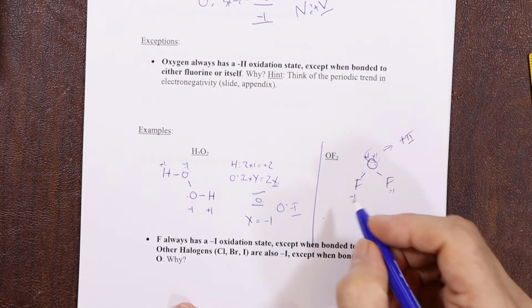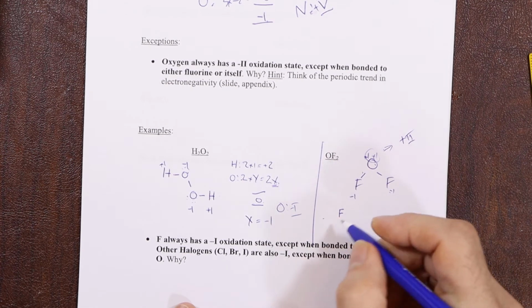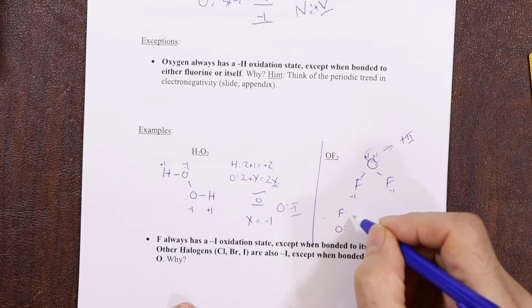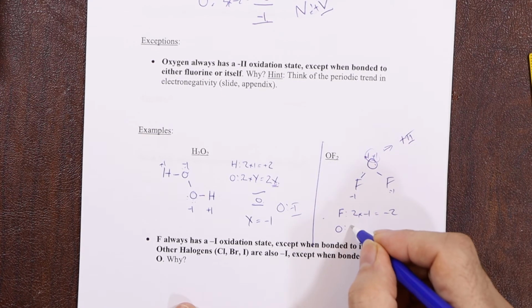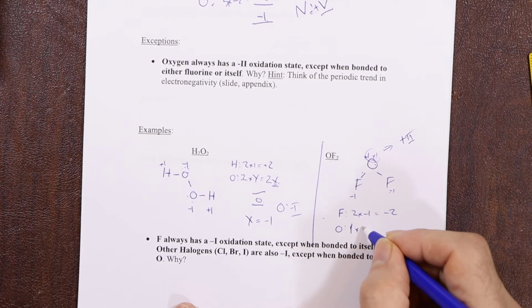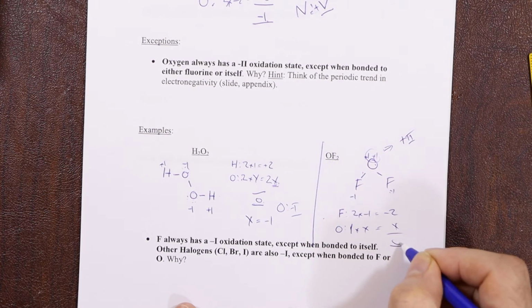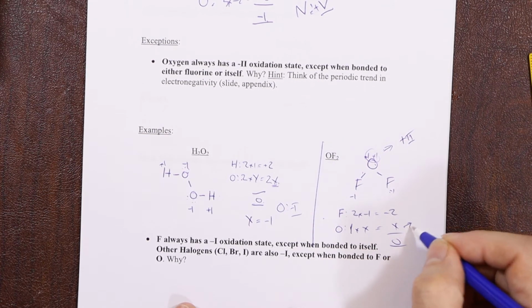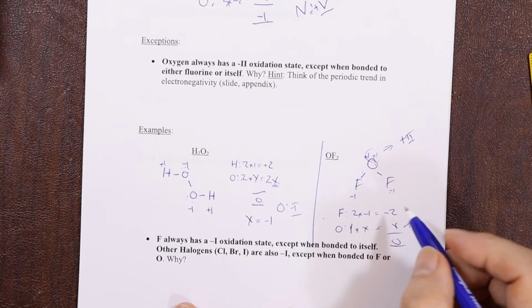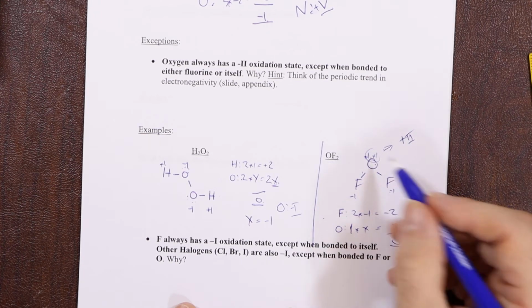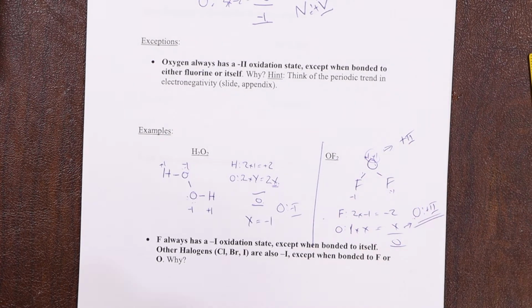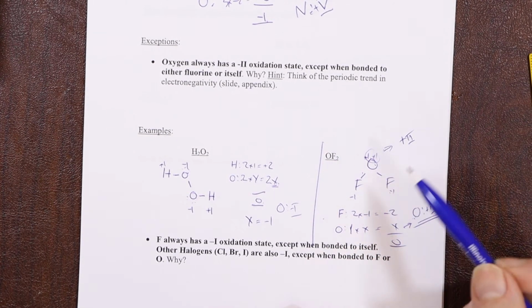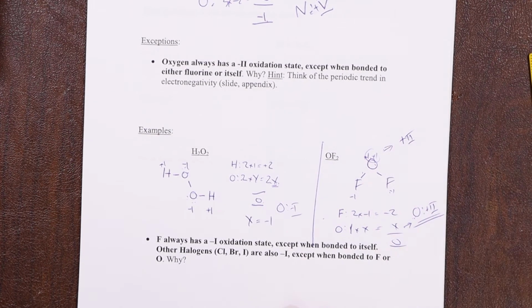Fluorine is regular. Fluorine always wins, doesn't matter who it's with, except itself. Oxygen's the variable. So fluorine, 2 times -1, is -2. Oxygen, 1 times x equals x. It all adds up to 0. It's a molecule. x equals +2. So fluorine is -1, oxygen is +2. Again, there's no such thing as a +2 oxygen ion, but in this molecule, for accounting purposes, it has an oxidation state of +2.